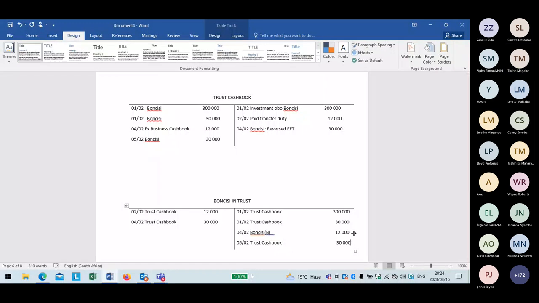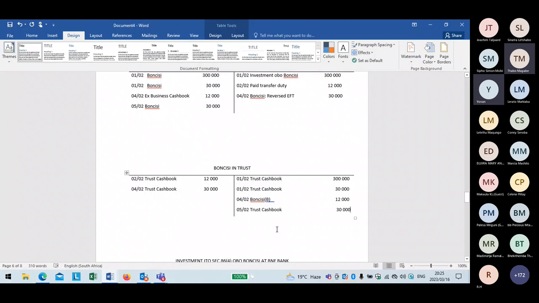Number 5. On 8 February, you receive a bank guarantee from Khere Bank in respect of the balance of the purchase price. Do you get this? What is the balance of the purchase price? 600,000. What is happening here? It's a guarantee. This is only a guarantee. It's paper money.